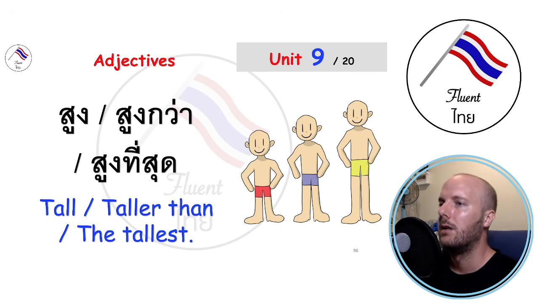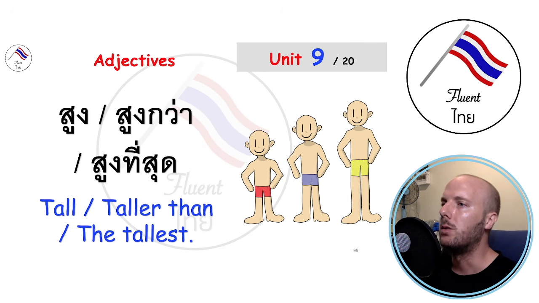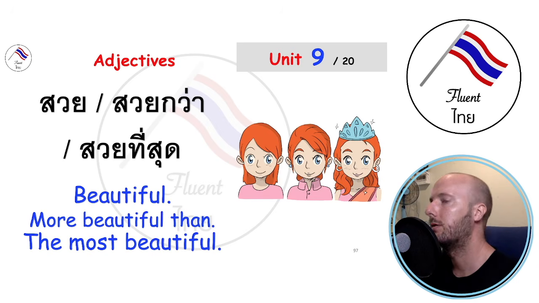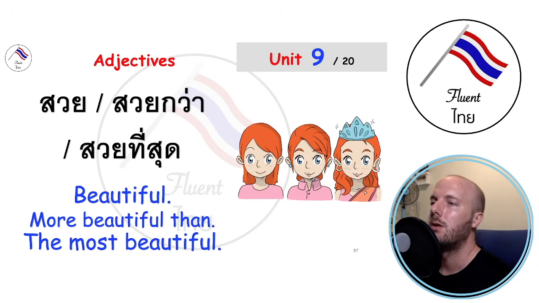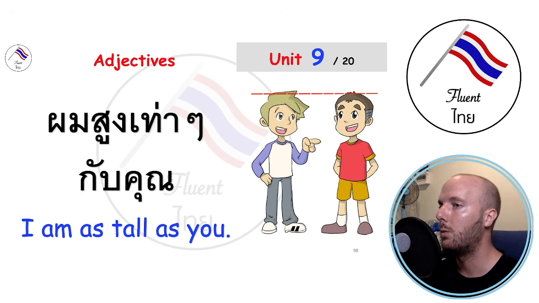All right, let's do some repetition here. We go. Taller than, the tallest: สูงกว่า, สูงที่สุด. Beautiful, more beautiful than, the most beautiful: สวยกว่า, สวยที่สุด. I am as tall as you, we are of equal height: ผมสูงเท่ากับคุณครับ.